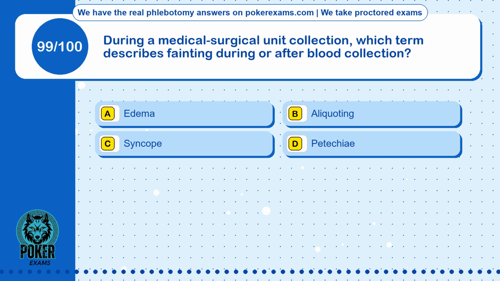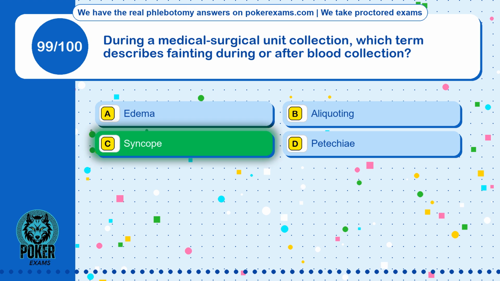Question 99. During a medical surgical unit collection, which term describes fainting during or after blood collection? Option A. Edema. Option B. Aliquoting. Option C. Syncope. Option D. Petechiae. The correct answer is option C.